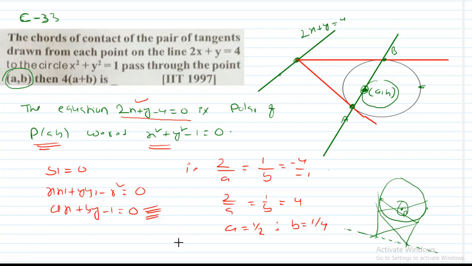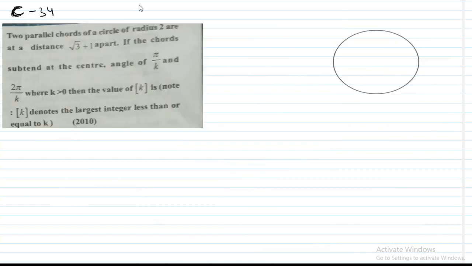So what do you want, Nana? We want 4 times of (a plus b). 4 times of (a plus b) is 1 by 2 plus 1 by 4, that is 4 times of 3 by 4. The 4 gets cancelled. Automatically 4 times of (a plus b) value is equal to 3.